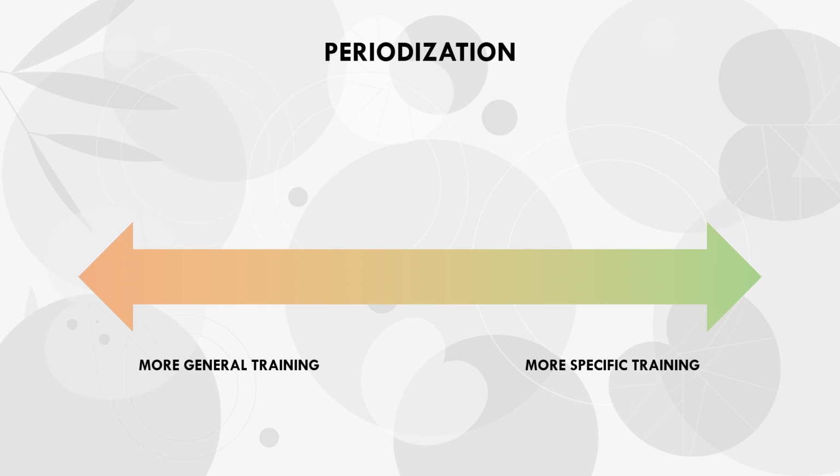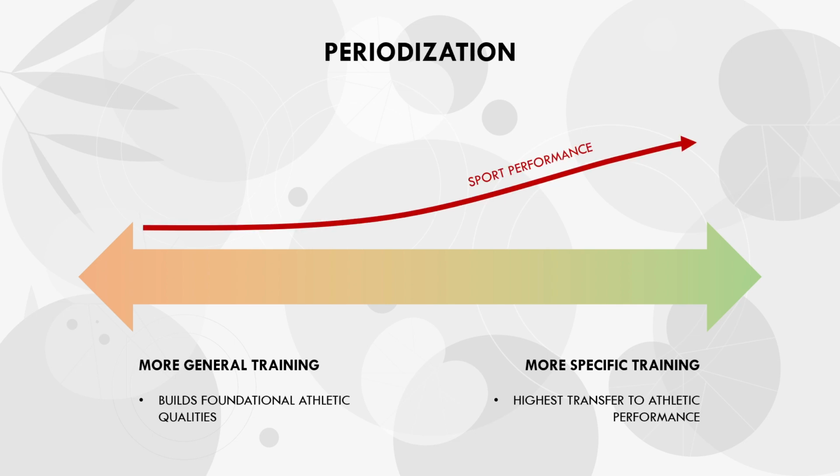This will build baseline foundational qualities earlier in the training cycle, which will then potentiate the more specific training. So athletic performance won't be the best earlier in the training cycle, but this should result in a supercompensation effect as they perform more specific training.